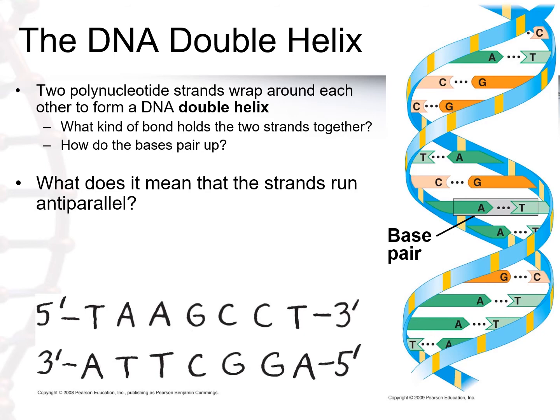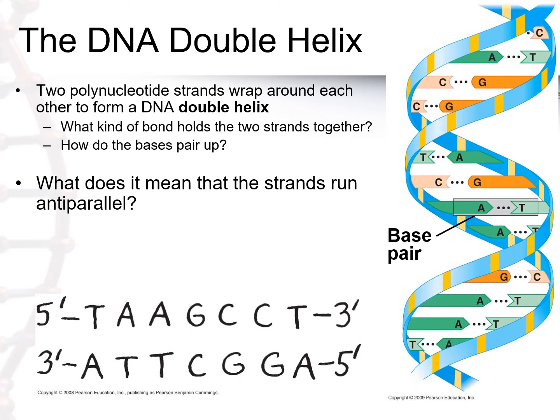The bases pair in a very predictable fashion. It's called complementary base pairing. T's, thymines, always pair with A's or adenines. And C's, cytosines, always pair with guanines or G's. Which means if you know the sequence of bases on one strand, you can predict the sequence of the other strand.